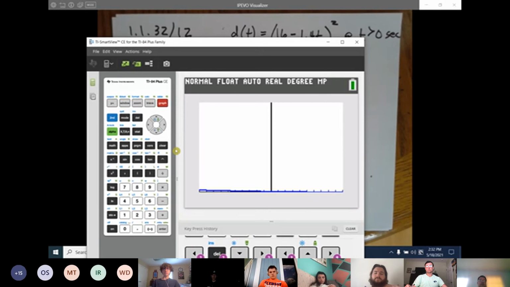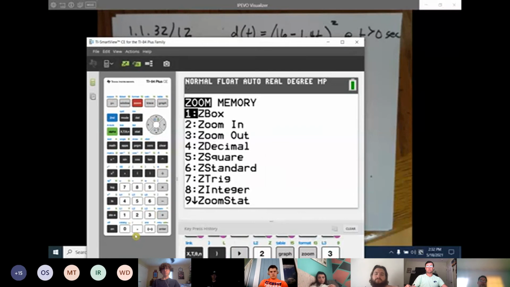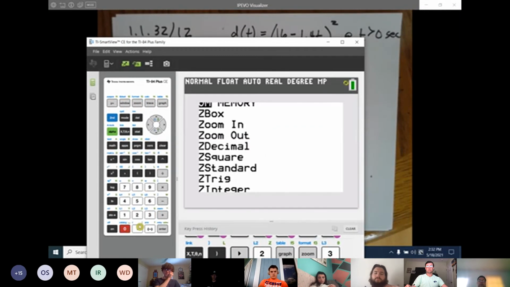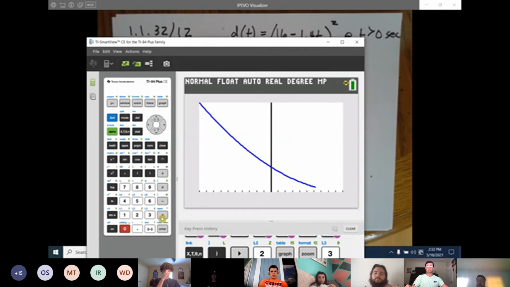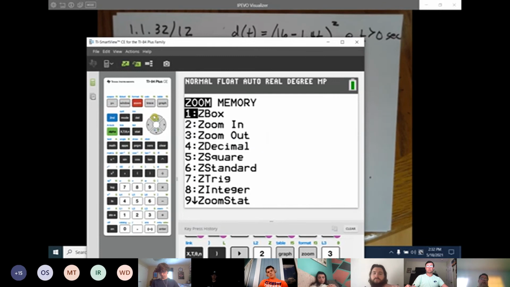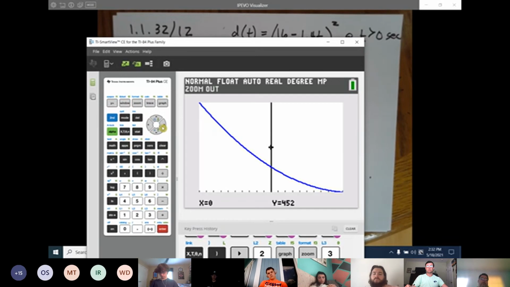Okay, let's see, zoom 6, zoom 0. Okay, it's going upward. I'm sorry, I had it wrong. Let me move it over. Go ahead and graph it. So let me zoom out. I'm going to move over here a little bit.